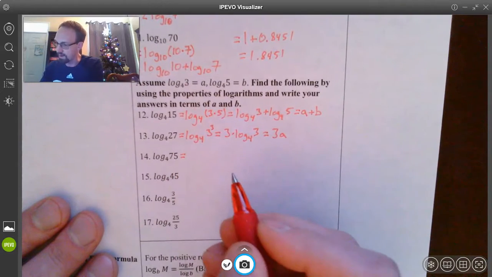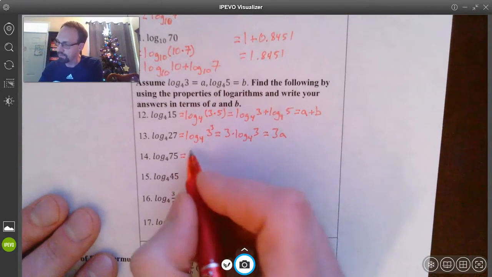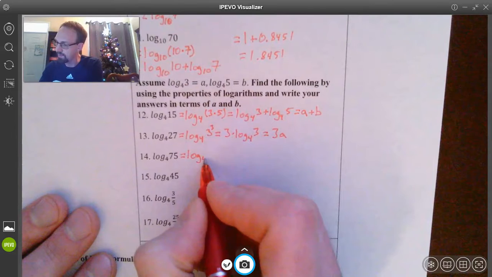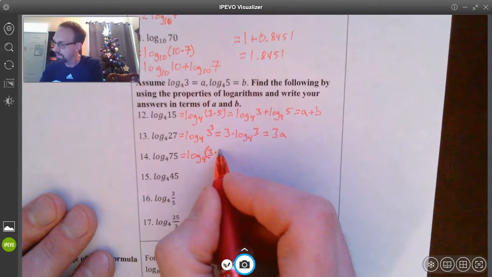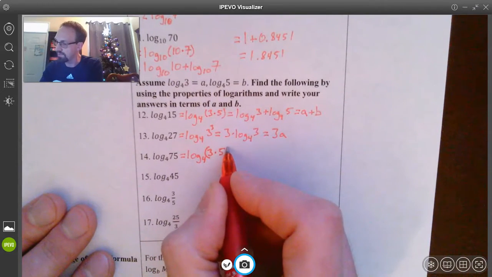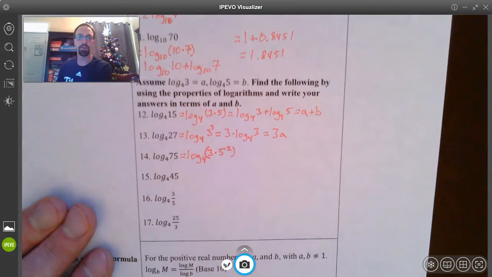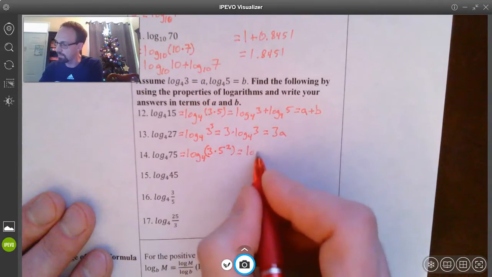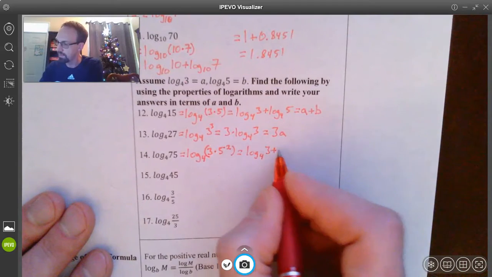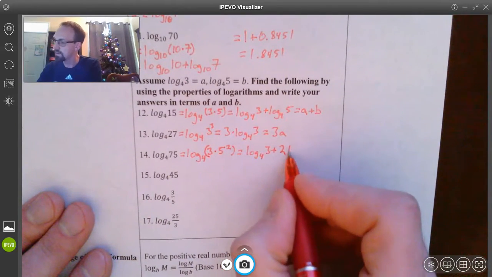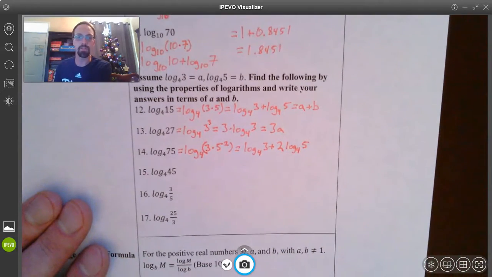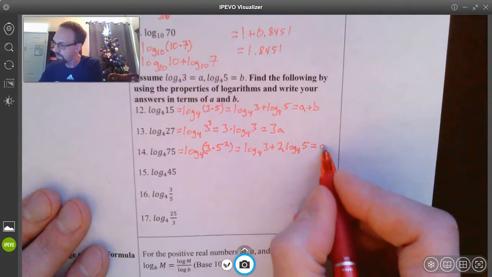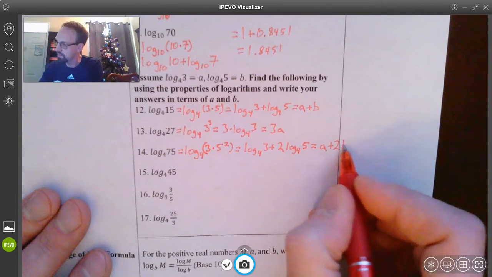75. Ooh, how am I gonna get there? 75. So that's gonna be log base 4 of 3 times 5 times 5, or 5 squared. There we go. So I'm writing it this way so that when I split it up, I've got log base 4 of 3 plus 2 times log base 4 of 5. So again, log base 4 of 3 is A plus 2B.